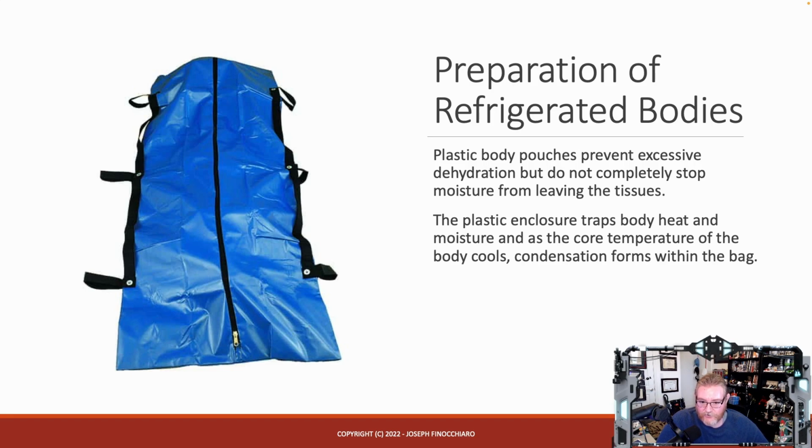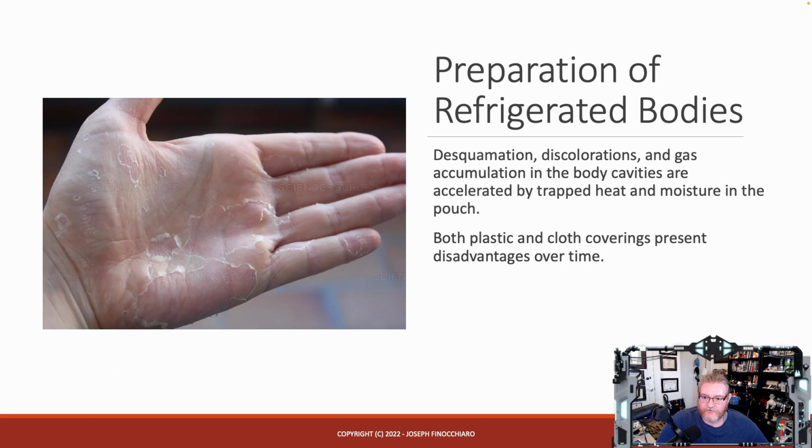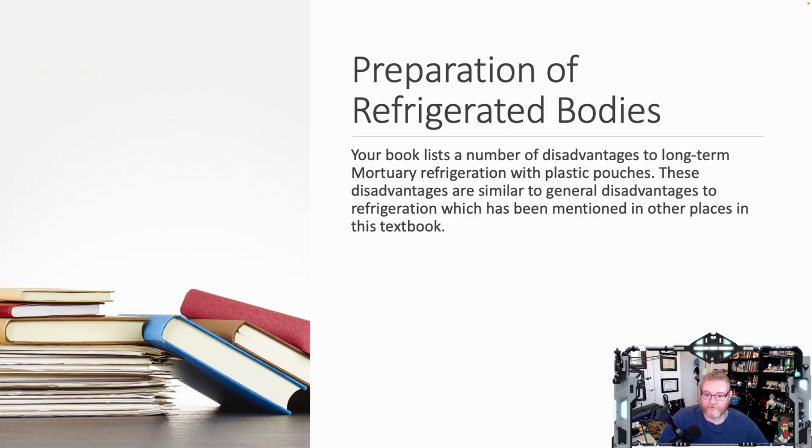The plastic enclosure traps body heat and moisture, and as the core temperature of the body cools, condensation forms within the bag. Desquamation, or skin slip, discolorations, and gas accumulation in the body cavities are accelerated by trapped heat and moisture in the pouch. Both plastic and cloth coverings present disadvantages over time.